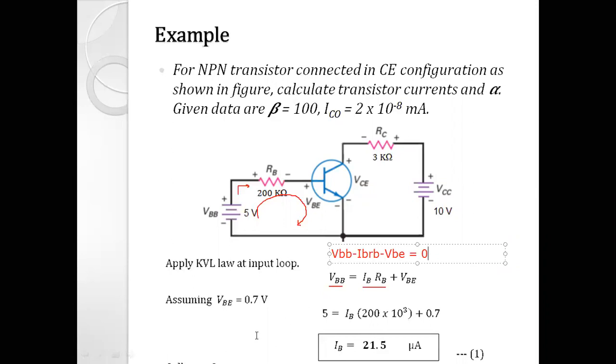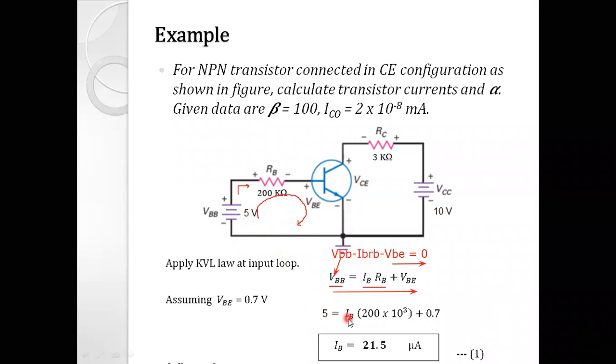So when we make VBB the subject of the equation, by sending IB RB and VBE to the right hand side, the equation becomes VBB is equal to IB RB plus VBE. Now substitute the values from the problem statement and the circuit diagram. What is VBB? VBB is equal to 5 volt, given.